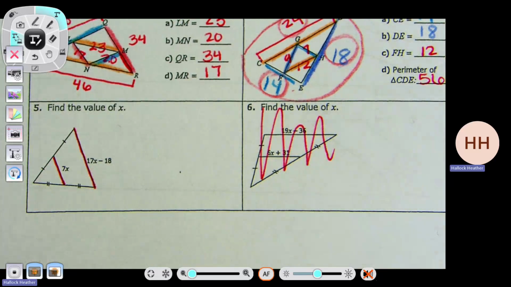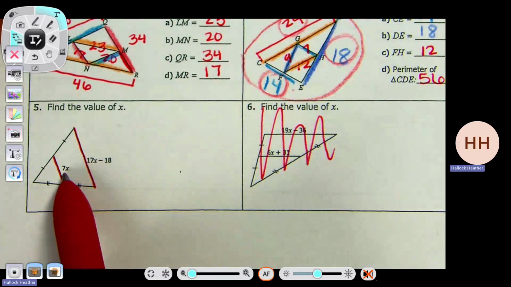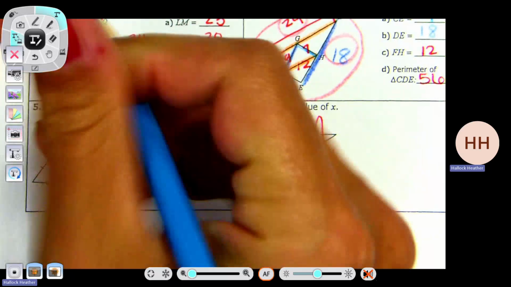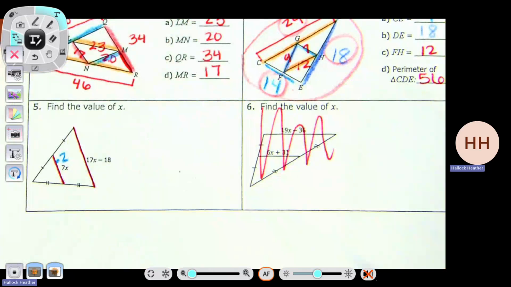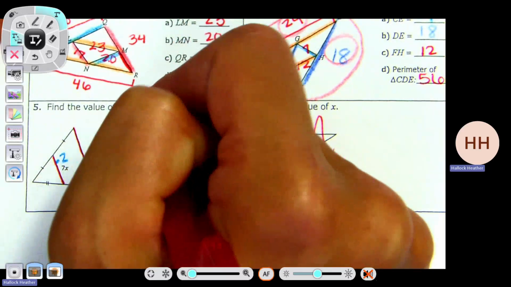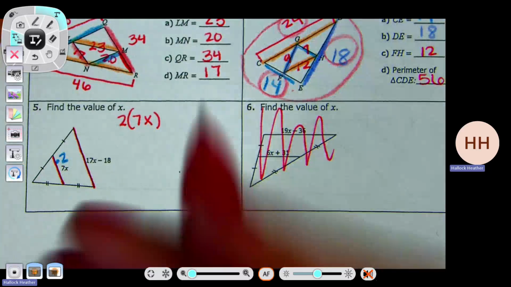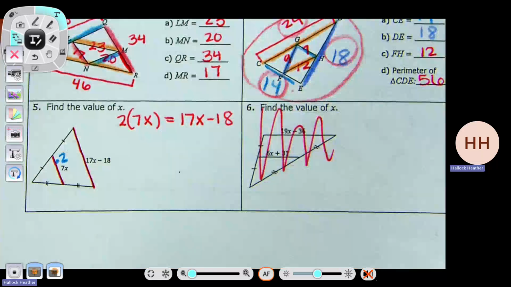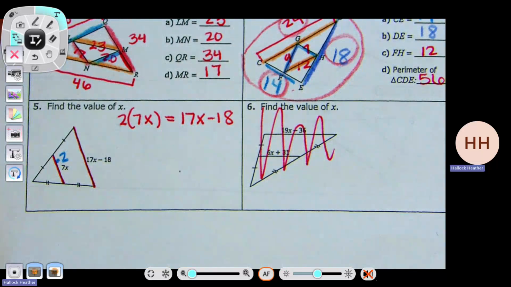You could double the 7. So you could say 7x plus 7x because you could double it, or you could literally double it by multiplying by 2. So the goal is you're going to take the inside and multiply it by 2. So I'm going to put a little times 2 here. So 2 times 7x because we're doubling it. And we're going to equal it to the outside, which is 17x minus 18. You could take the outside and cut it in half and equal it to the inside, but then you're going to get decimals. So let's not do that.